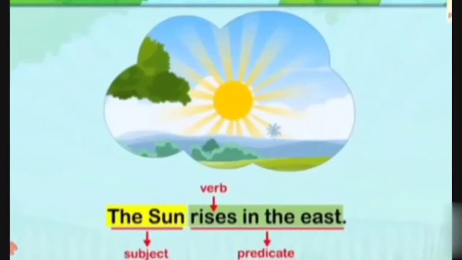The sun rises in the east. Here we know the sun is a subject, rises is a verb, in the east, rises in the east, it is a predicate. So rises in the east takes place as a clause.